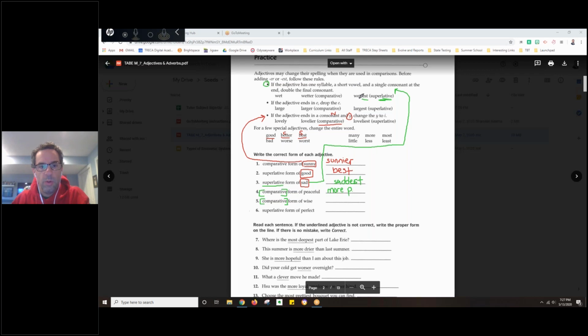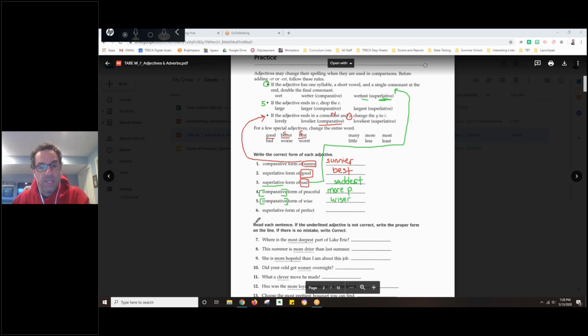We would do, if the adjective ends in an E, drop the E. So this is the rule we're looking at for number 5. Large becomes larger or largest. So what form are we looking at? We're looking at comparative form. So wise becomes wiser.